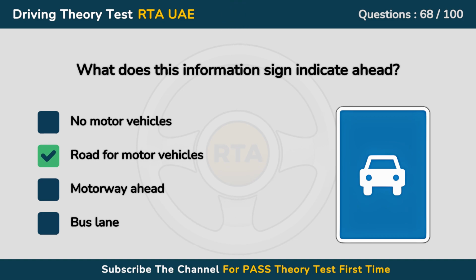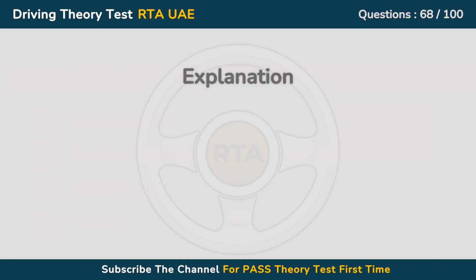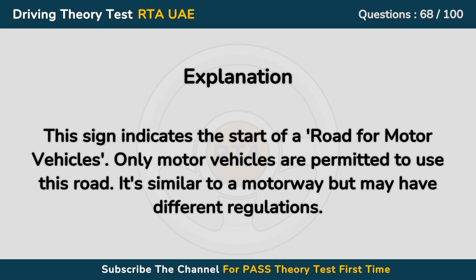Answer is B, road for motor vehicles. This sign indicates the start of a road for motor vehicles. Only motor vehicles are permitted to use this road. It's similar to a motorway, but may have different regulations.